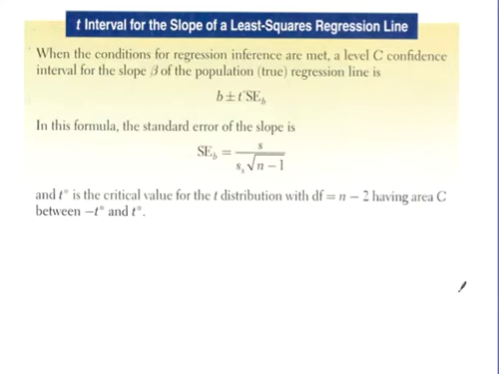All right, so we are going to combine a little bit of the confidence interval stuff that we did a couple of units back with the stuff that we did in Unit 3. So what you're going to be calculating is t-intervals for the slope of a least squares regression line. When conditions for regression are met, like we did in the last example, a level C confidence interval for the slope, beta, or what we've been calling b, of the population or the true regression line is b plus or minus t star times SE sub b.